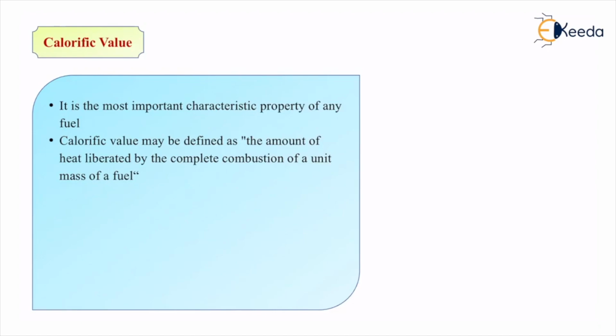Let's see the definition. Calorific value may be defined as the amount of heat liberated by the complete combustion of a unit mass of a fuel. Now, if you see, the definition is very general and it can be applied to all the fuels. Let us take an example and then try to understand this definition. The definition says the amount of heat liberated. Of course, all the fuels that we use for a particular purpose have to liberate some amount of heat.